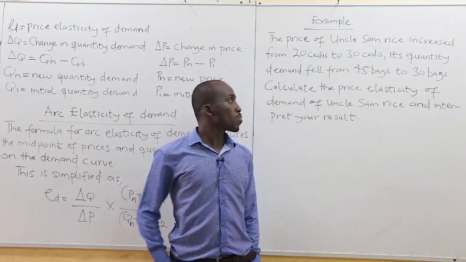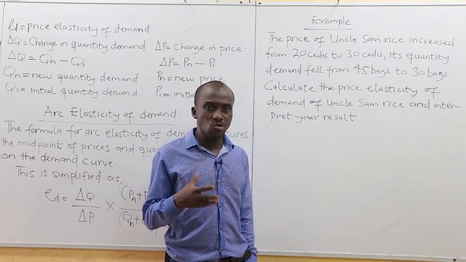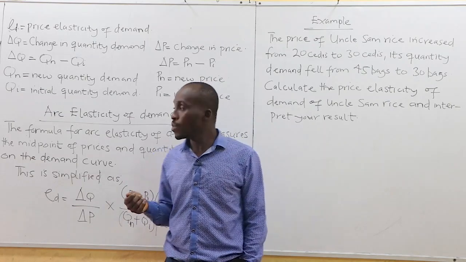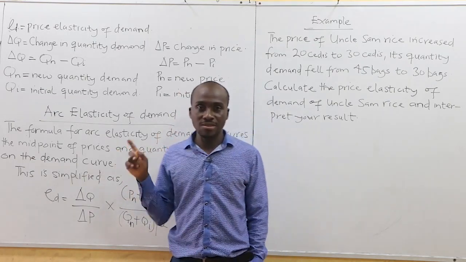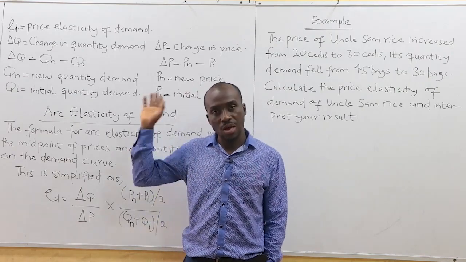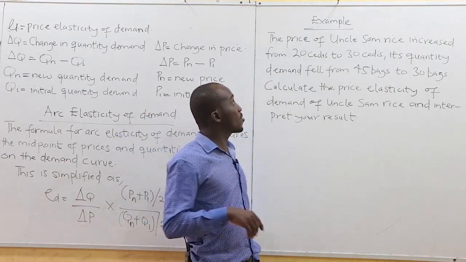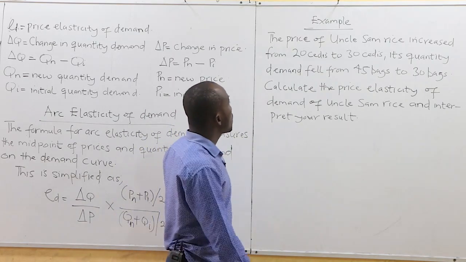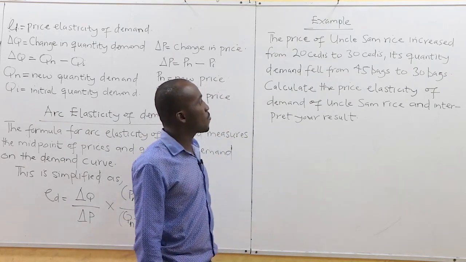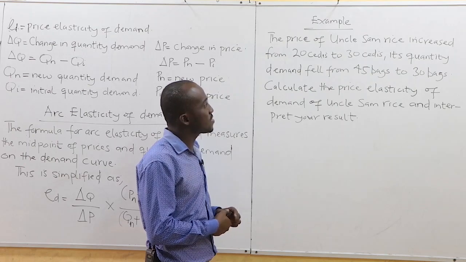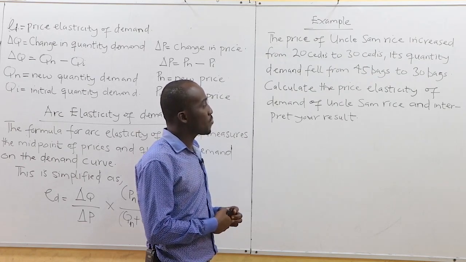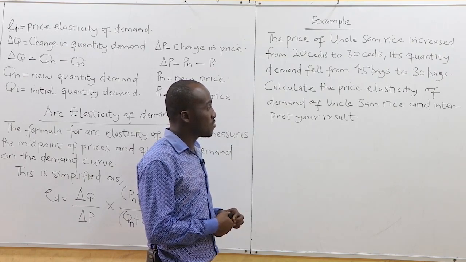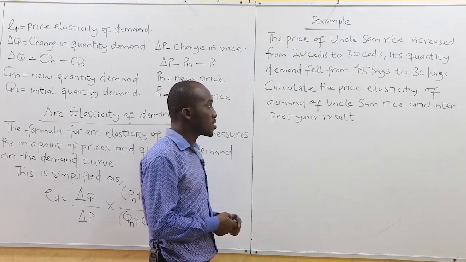So let's say we have a question I want to use to try understanding the price elasticity of demand and the arc, right? But this is not the data response. I've already told you the data response will come later. Let's see what it is. It's a very simple question. The price of Uncle Sam rice increased from 20 cedis to 30 cedis. Quantity demanded fell from 45 to 30. Calculate the price elasticity of demand of Uncle Sam rice and interpret.